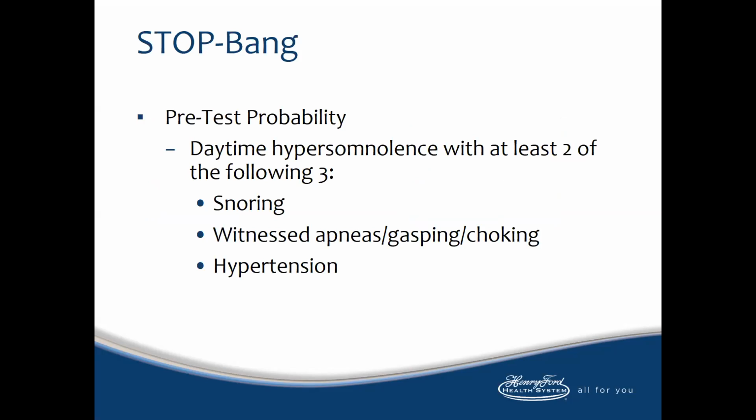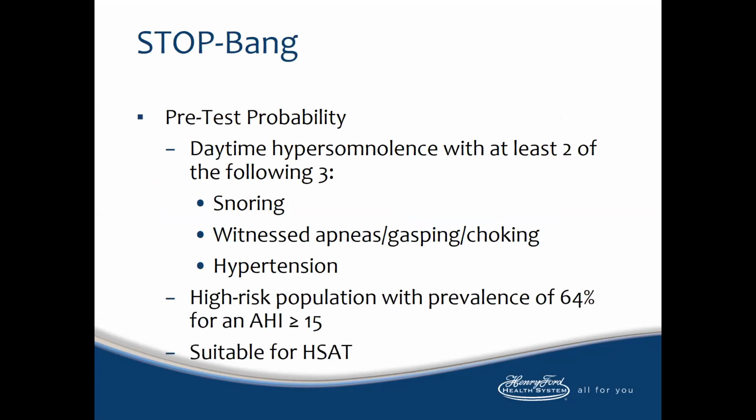So the STOP-BANG does talk about your pretest probability. If they have hypersomnolence in addition to any of those 3 risk factors, snoring, apneas, or hypertension, it is much higher. They found that in this high-risk population, there was a prevalence of 64% for patients with severe OSA. Oftentimes, because there's such a high pretest probability, these patients can be suitable for a home sleep test, depending on some other factors like their insurance.